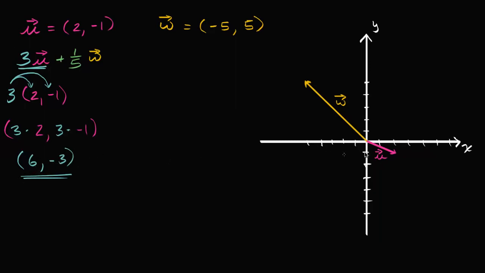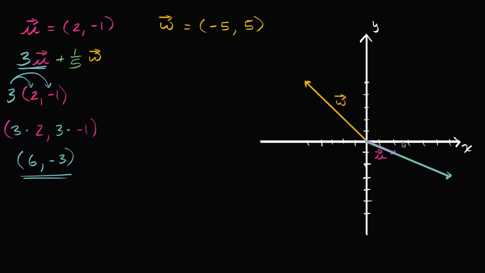So the vector (6, -3), if we started at the origin, we're going to move 1, 2, 3, 4, 5, 6 in the x direction, and -3 in the y direction. So 1, 2, 3. So we get right about there. So there you have it. This is the vector 3u.